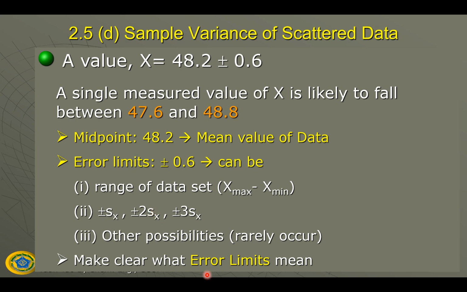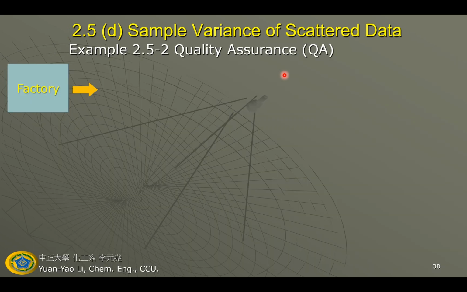So make clear what error means. Error limit means, okay. Normally, I just told you this. Normally, standard deviation can be 1, 2, or 3 standard deviation. Okay.